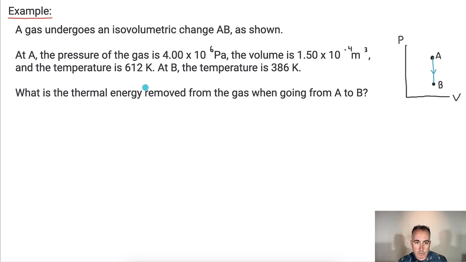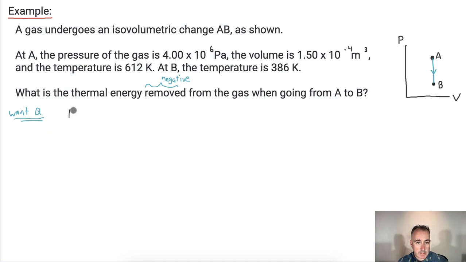First of all, what does removed mean? It means we're expecting a negative answer. So just so we know, this is going to be key here, we expect some answer that's negative. Well, if we're talking about thermal energy, we're really looking for Q. Okay, so we want to know Q. This is what we're looking for. We need to know Q.